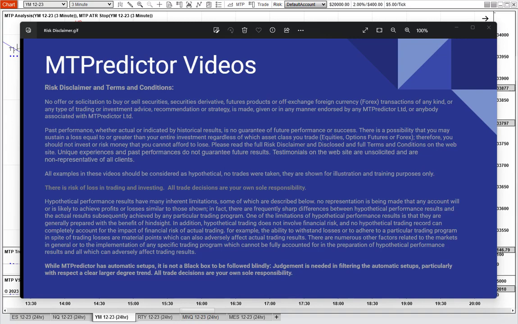But as usual, we start with our risk disclaimer and remind you that all examples in these videos should be considered as hypothetical. No trades are actually taken, they're just shown for illustration and training purposes only. Remind you there's a risk of loss in trading and investing. Put another way, all professional traders know and understand, but more importantly accept that losses can and will and do unfold. No matter what trading approach you take, there always will be losing trades.